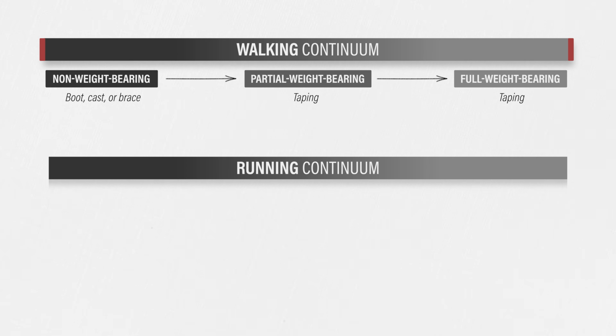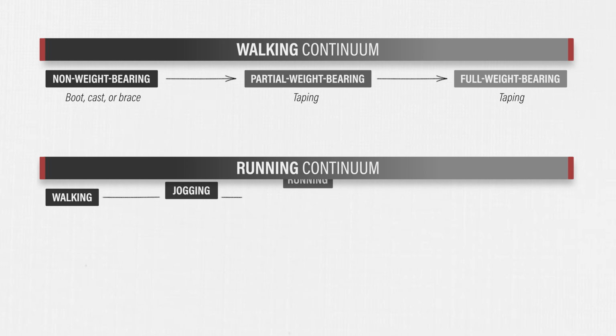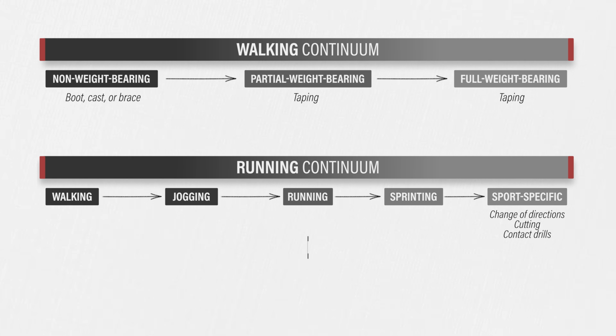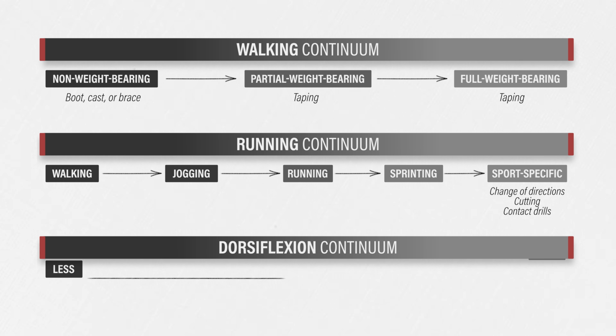Next is a running continuum. On the far left side is walking, and as you move toward the right, you'll incorporate jogging, running, and sprinting. Based on the mechanism of injury, the far right side will have to include change of direction, cutting, and contact with other players. Last is a dorsiflexion continuum, as it is a major component of the initial injury.